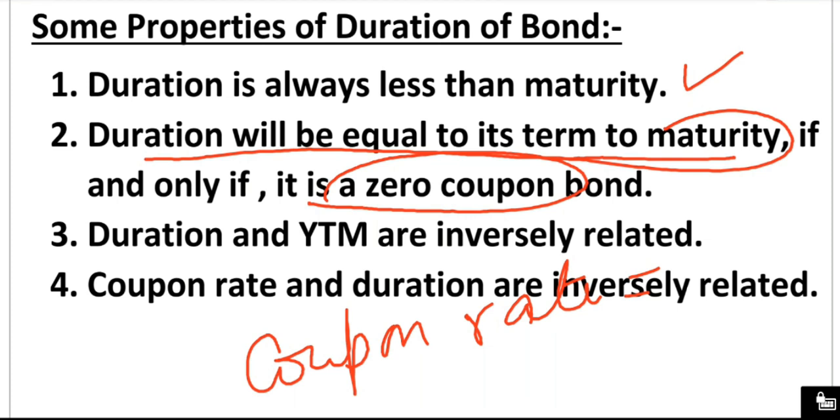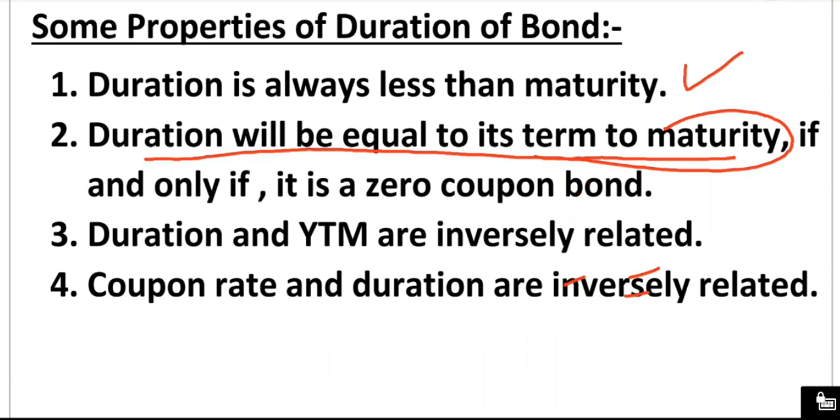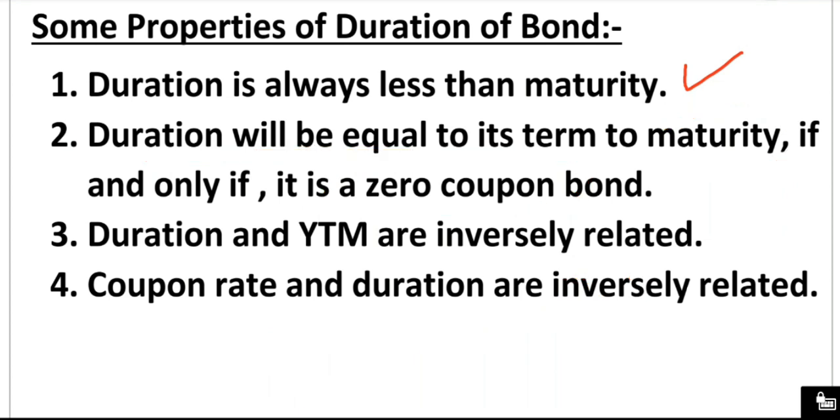Next, the third point: duration and YTM are inversely related. That means if YTM is increasing, duration will decrease. If YTM is decreasing, duration will increase. Next, the fourth point: coupon rate and duration are also inversely related. That means YTM and duration are inversely related, and similarly coupon rate and duration are also inversely related. So these were some facts about the duration of the bond.